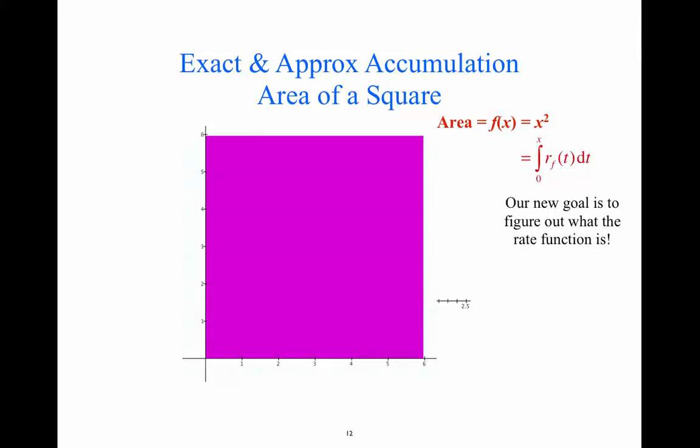But so we don't know what the rate function is now. We know that the accumulation is x squared, but we don't know what the rate function is. This is the reverse process. So our new goal is to figure out what the rate function is, right? You know how much of it you have. You want to know how fast it's changing.